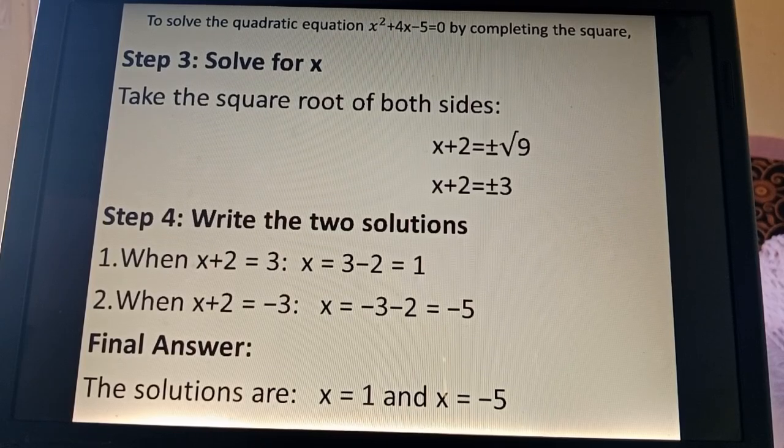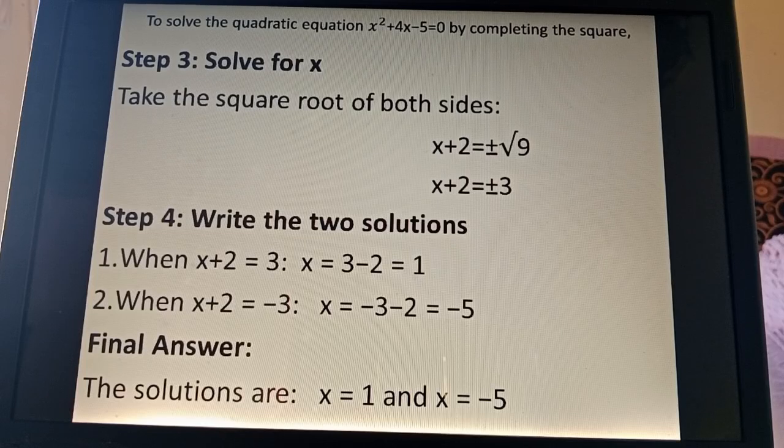Step 3, solve for x. Take the square root of both sides. So we have x plus 2 is equal to plus or minus root 9, which is x plus 2 is equal to plus or minus 3, because the square root of 9 is 3.